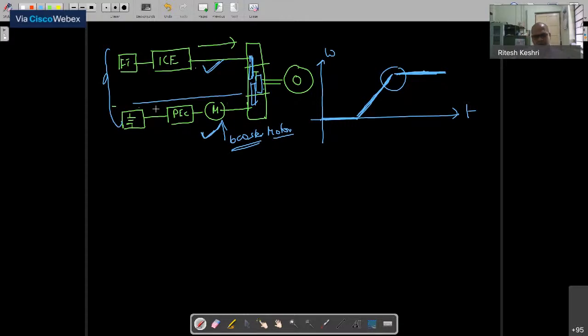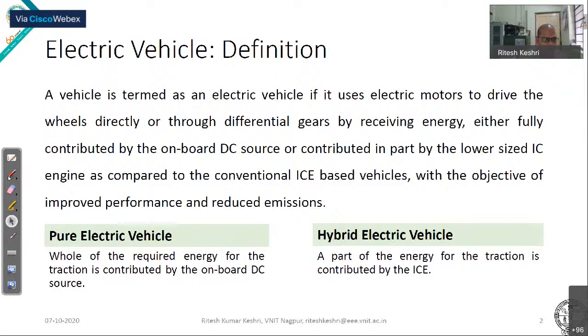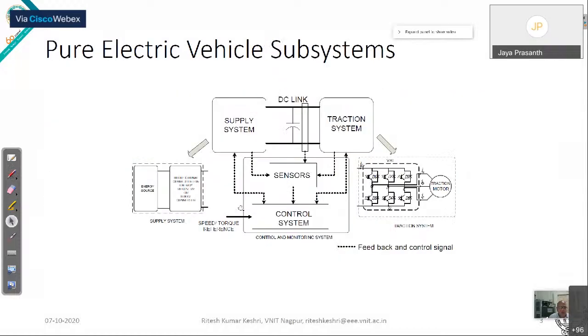So I think I have explained many things about the definition of electric vehicle and hybrid electric vehicle and its objective. Let us move further. Now we try to identify the different components or subsystems of an electric vehicle. If you see the electric vehicle, you will find that there are onboard batteries, a motor controller is kept there, and a motor is there. This is the main thing you will see.